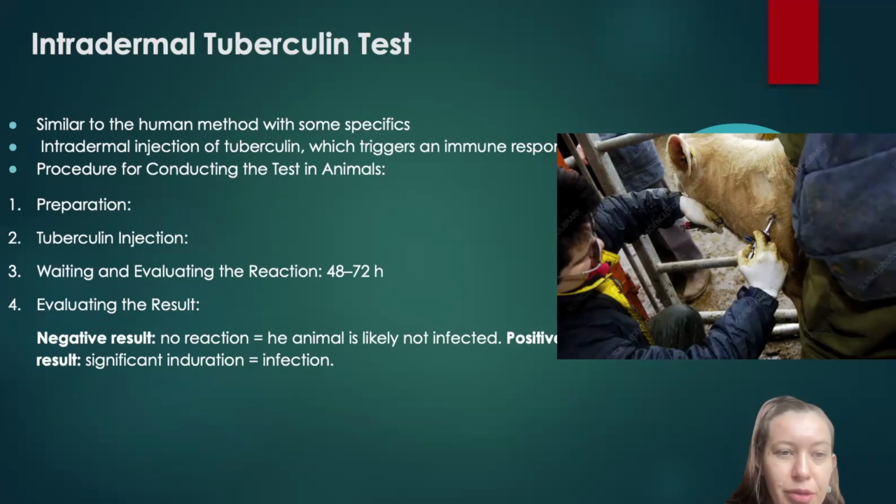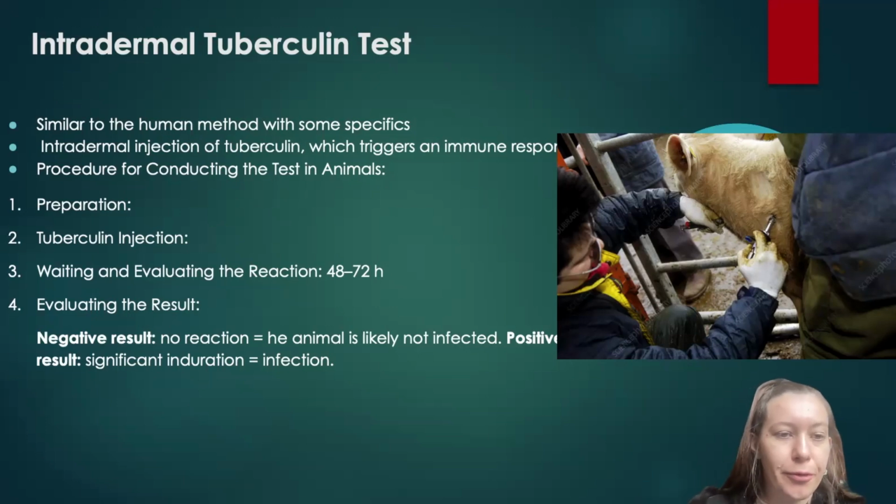The second stage is tuberculin injection. A specific amount of tuberculin, specially formulated for animals, so-called PPD bovine, purified protein derivative from M. bovis, is injected under the skin of the animal. The third stage is waiting and evaluating the reaction. As with the human test, the injection site is examined from 48 to 72 hours later to measure any reaction in the form of swelling. If the animal is infected, inflammation and induration develop at the injection site.